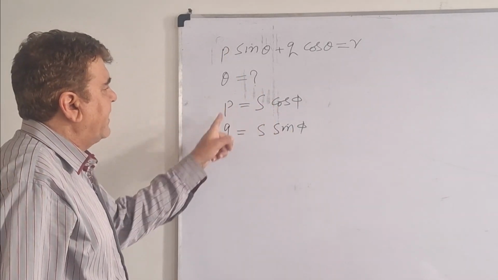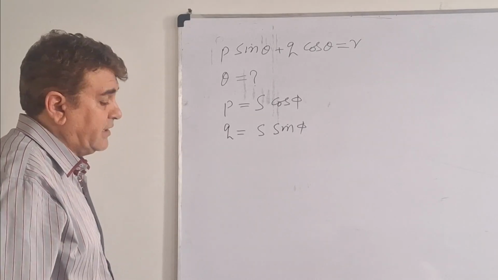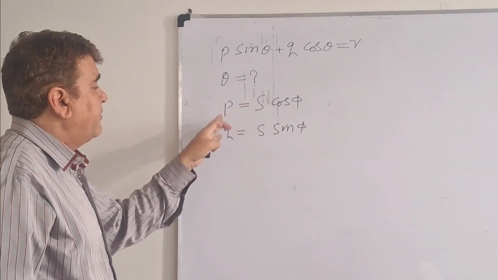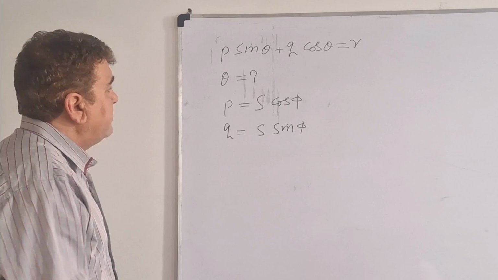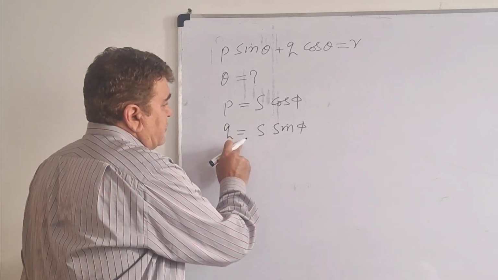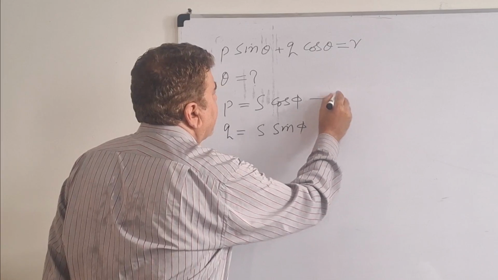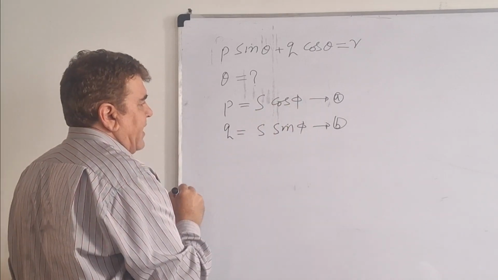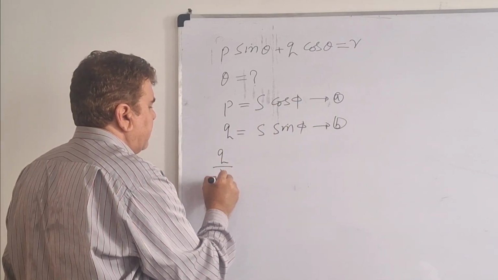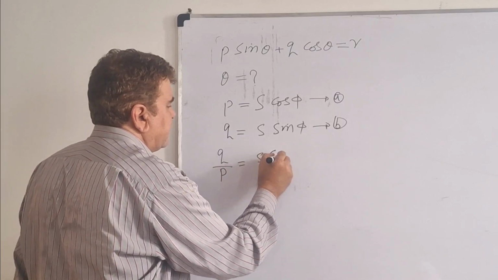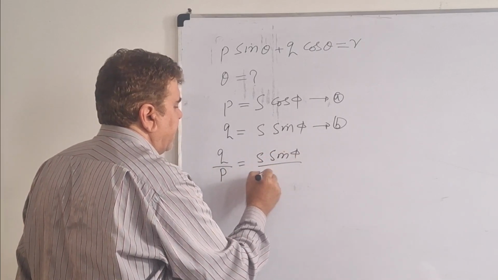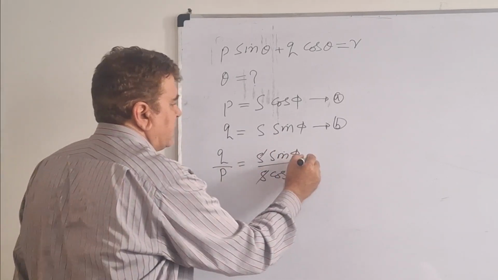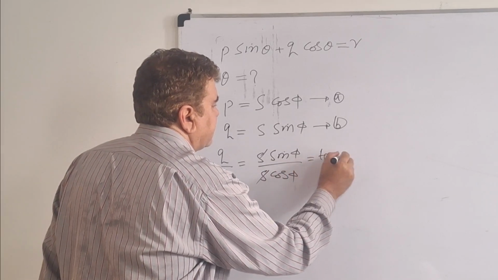However, these parameters are exactly expressible in terms of P and Q. That is, though we are introducing two other parameters, we can replace these parameters back with P and Q. For example, let me call this equation A and this equation B. What if I divide equation B with equation A? I get Q divided by P equals S sine phi divided by S cos phi. S cancels with S, and this is tangent phi.